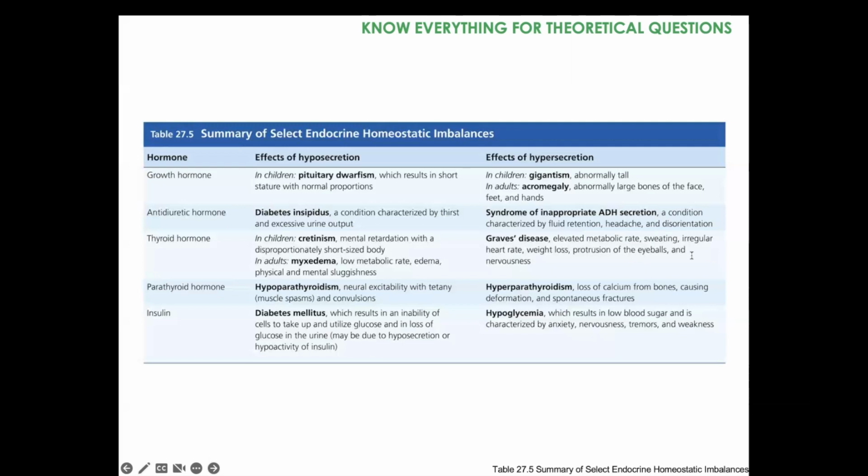This will definitely be on your exam. An example test question could be, if a patient is hypoglycemic, what hormone is being hypersecreted? That would be insulin. Or if you have a patient that has Graves' disease, thyroid hormone is being hypo or hypersecreted. Which one is it? Graves' disease is a hypersecretion of thyroid hormone.